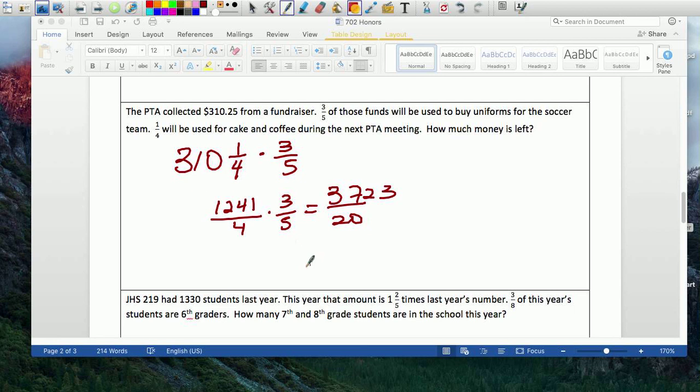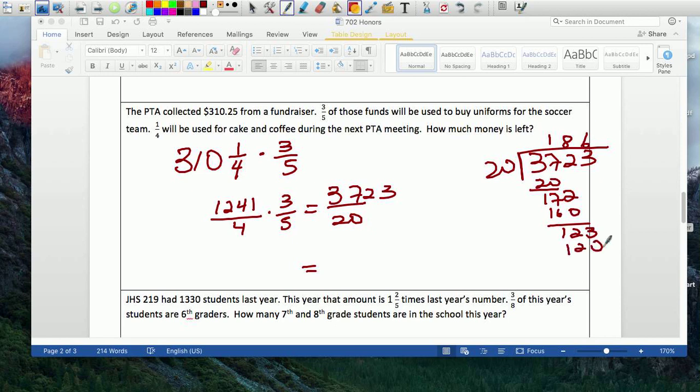I'm going to change that. So 20, how many times? Let's change that to a mixed number. So it's going to be 1, 20, 17, 2, 8, 160, 12, 3, 6, 120. I can do this. 120. I have 3 left over.